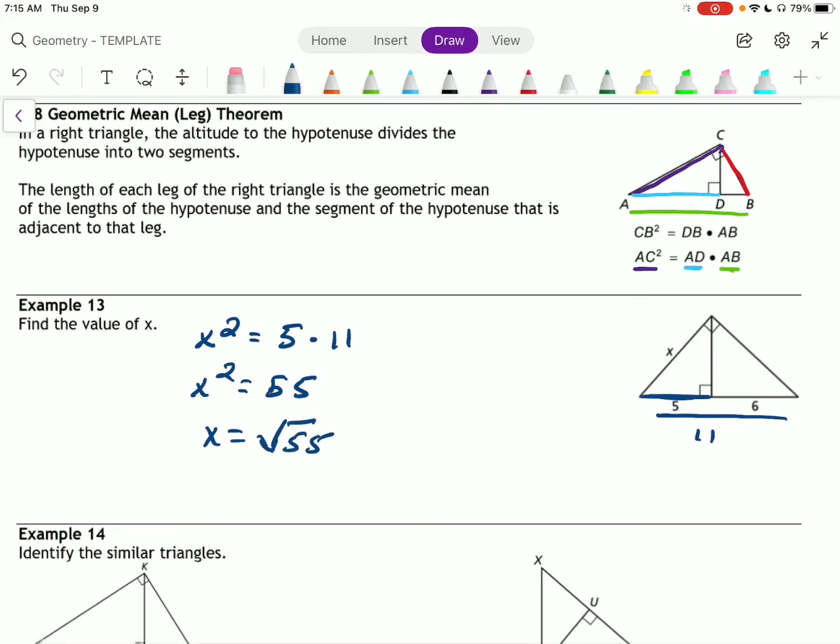Root 55 won't split up, but I'm going to write it as a decimal. It would be 7.42. So there would be our answer. On the homework, I'd still like you to leave it in simplest radical form. That would be the top one.